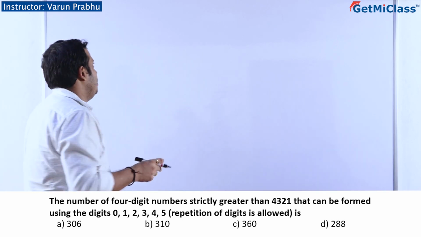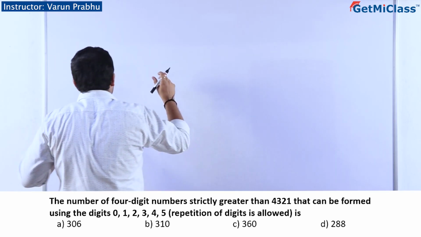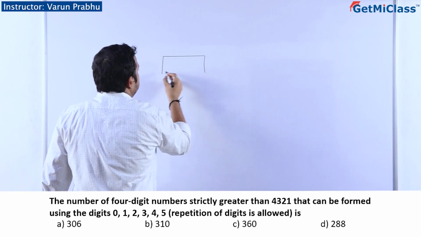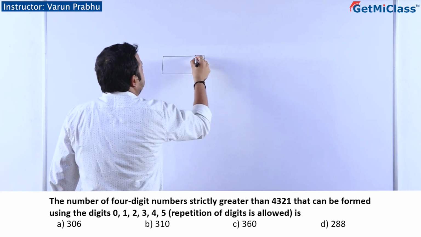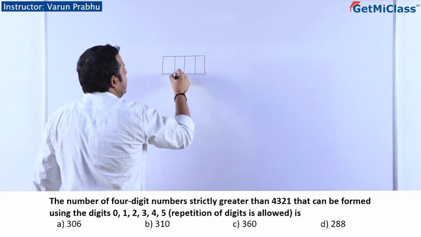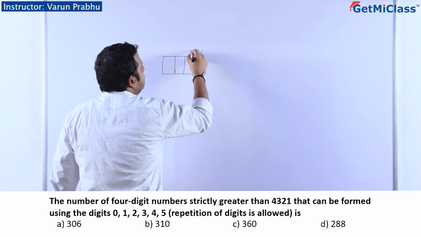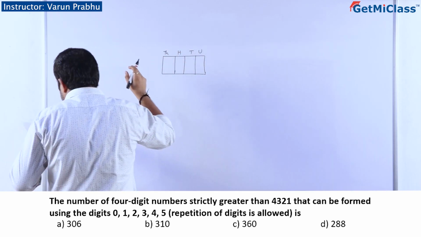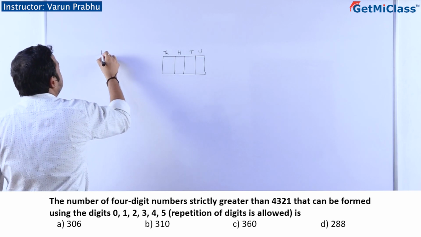If you look at this question, number of 4-digit numbers, I'll show you this. We can do this easily with the box method. So this is nothing but units, tens, hundreds and thousands, right? Number of 4-digit numbers strictly greater than 4321.